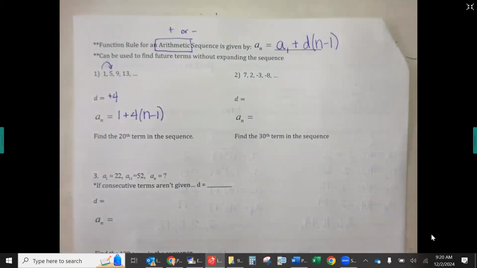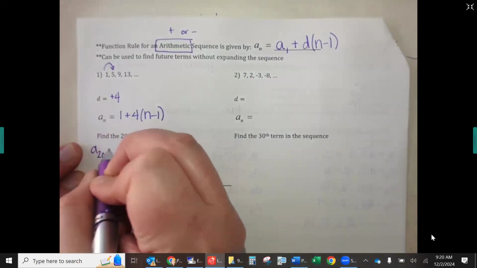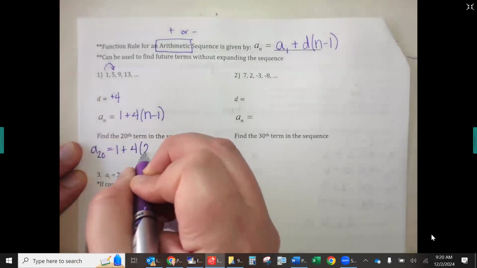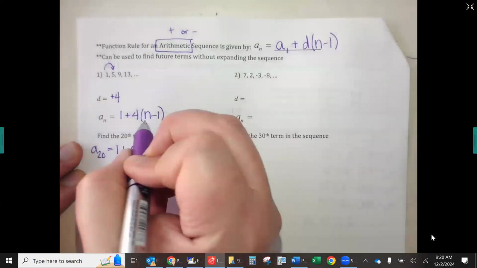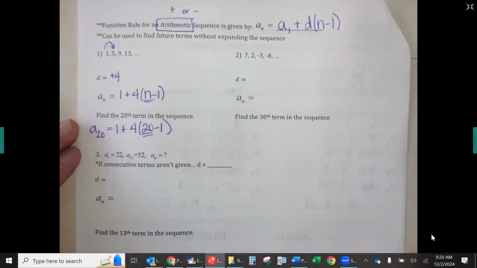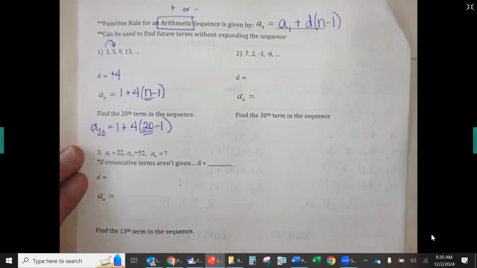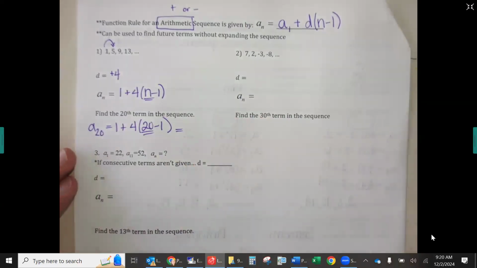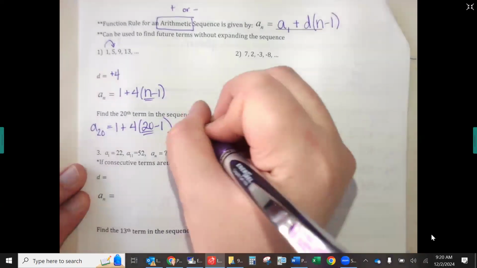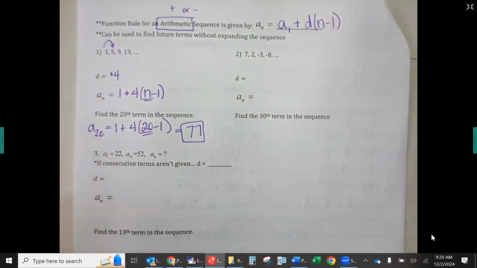Okay, so then it says, find the 20th term in the sequence. Well, then this is very easy. A sub 20 is going to be 1 plus 4 times 20 minus 1. You just literally plug that 20 into the n spot, and then you don't have to extend the list all the way out to the 20th number. You can just write the formula for it and then plug it in. So go ahead and put that in your calculator, please. 1 plus 4 times 20 minus 1. And what would the 20th number in the sequence be? 77? Good.